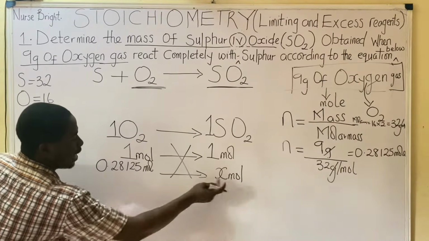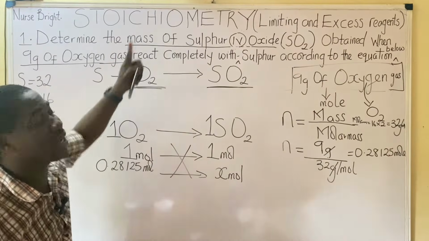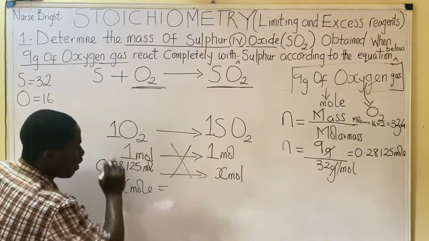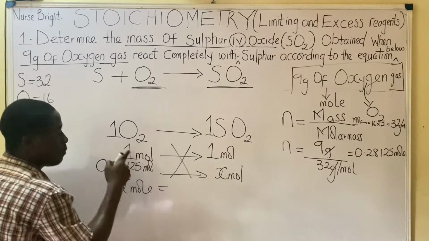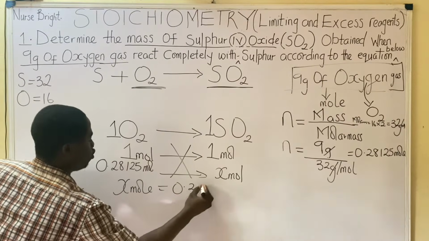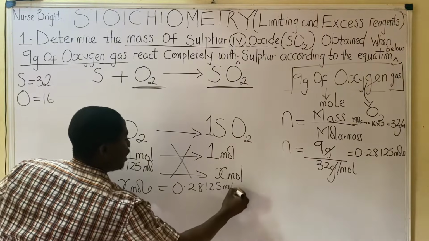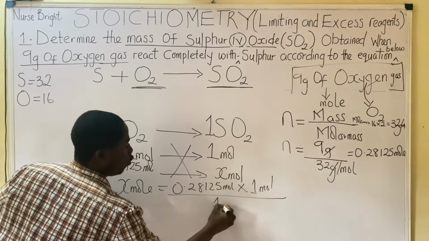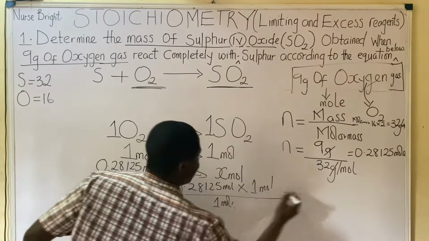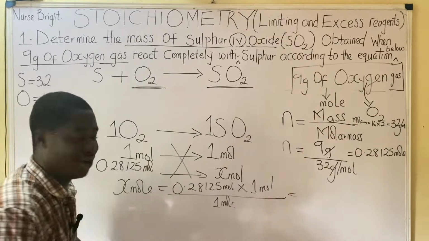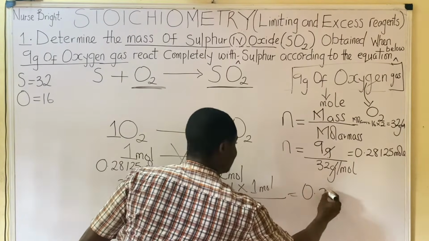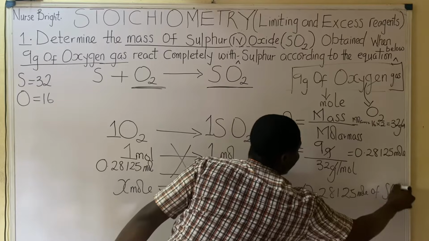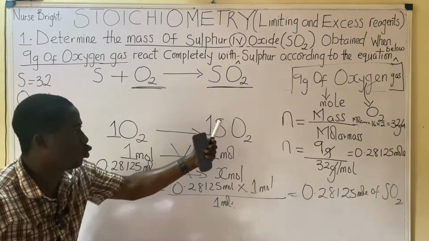So cross multiply to look for X, because remember they asked us to get the mass of sulfur oxide. So X moles will be equal to simple cross multiply, where this times this, and divide by 1. Hope you know this. So it's going to be 0.28125 moles times 1 mole divided by 1 mole. You already know what it is. So here becomes 0.28125 moles of which guy now? SO2. Because we are looking for SO2. Hope you are following me.